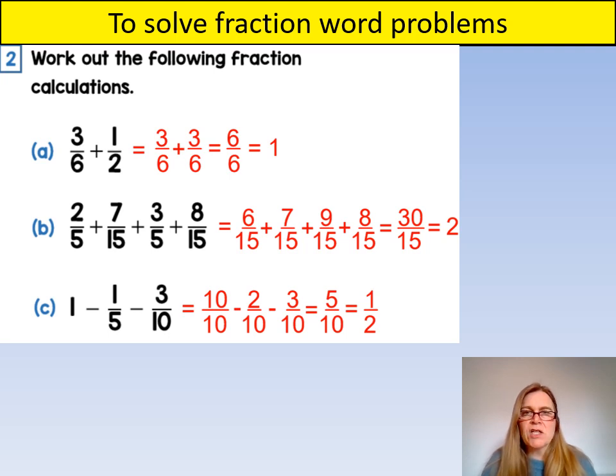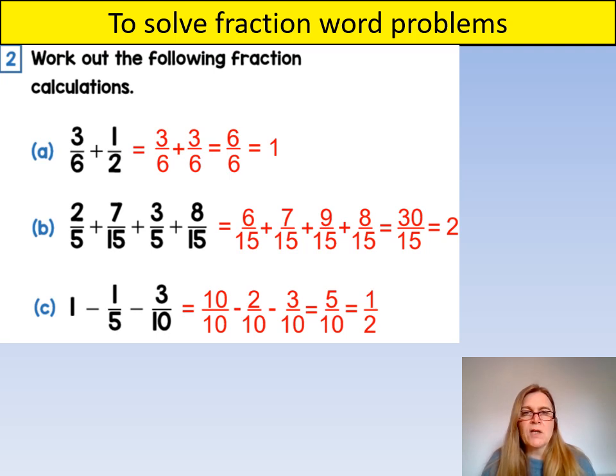On these problems, you need to find equivalent fractions using the largest denominator. In A, change 1/2 into 3/6, which gives you 3/6 add 3/6, which is 6/6, or 1 whole. In B, choose 15 as your denominator. So you will have 6/15 add 7/15 add 9/15 add 8/15, which equals 30/15, which is equivalent to 2 wholes.